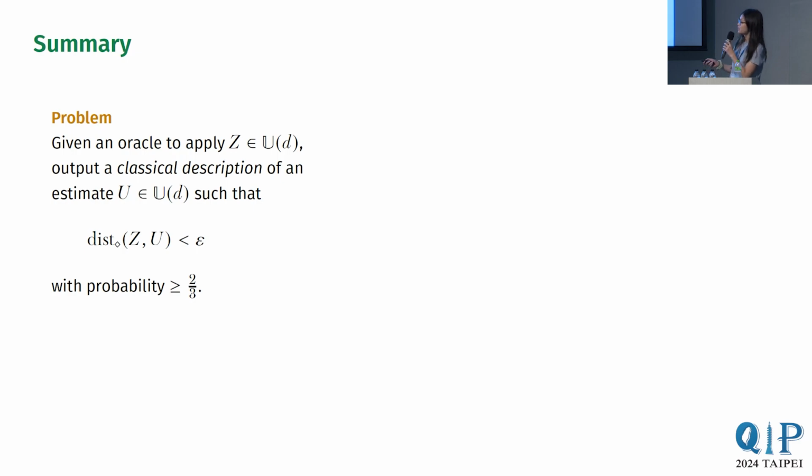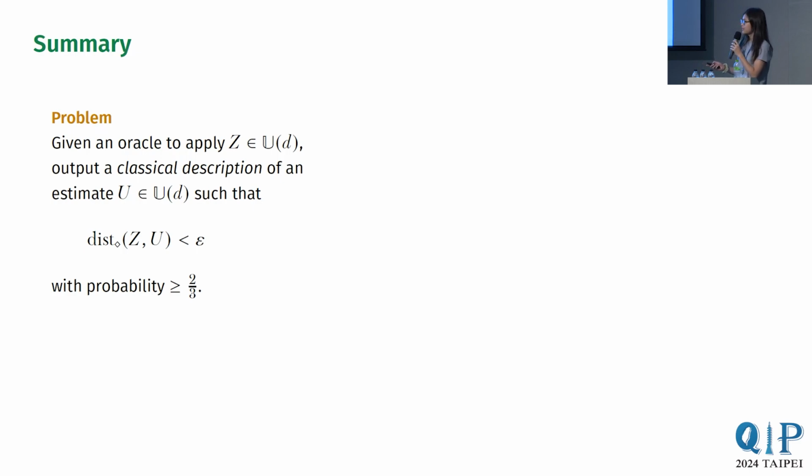So, we abstract this to the setup where you have some unitary that you're applying, and you don't know Z. What you want is to figure out what Z is. That is, you want a classical description of Z, like a list of entries that give you some estimate, and you want this estimate to be close to Z in diamond distance. So we want an epsilon-good estimate of our unknown unitary in diamond distance with some probability 2/3 that you can boost if you want.